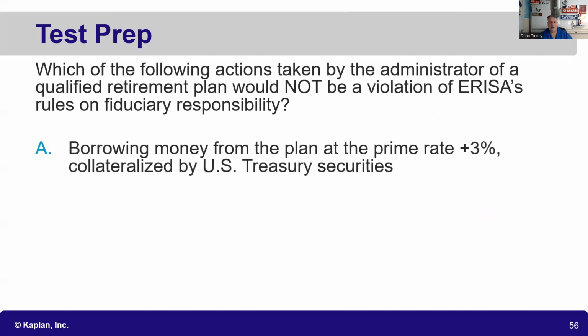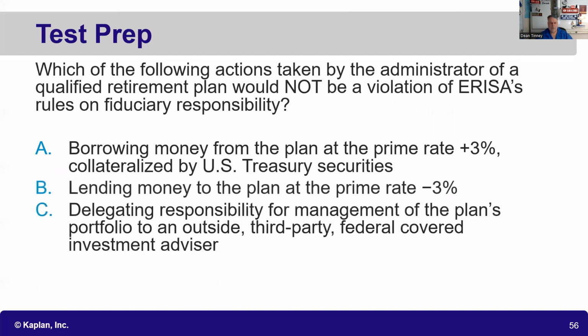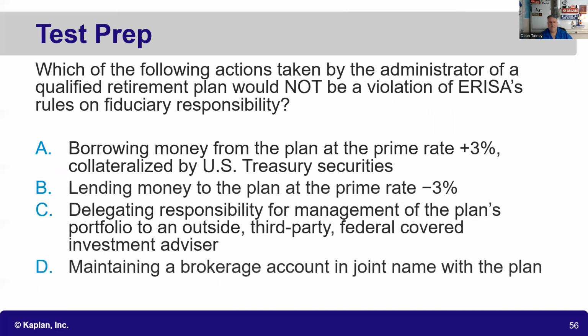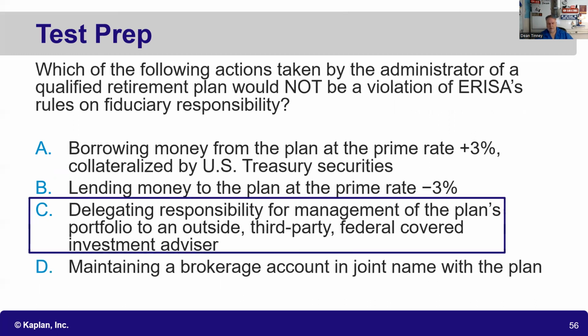Which of the following actions taken by an administrator of a qualified retirement plan would not be a violation of ERISA's rules on fiduciary responsibilities? I think an administrator borrowing from the plan is a problem. Lending money to the plan is a problem. The thing you should be doing is maybe farming out the money management to a federally covered investment advisor.